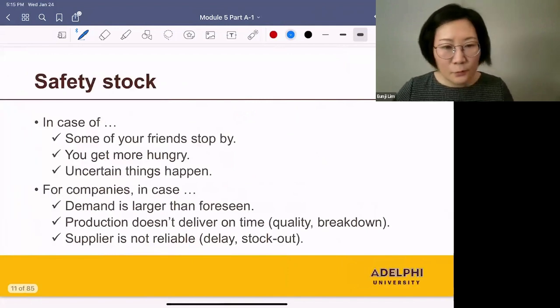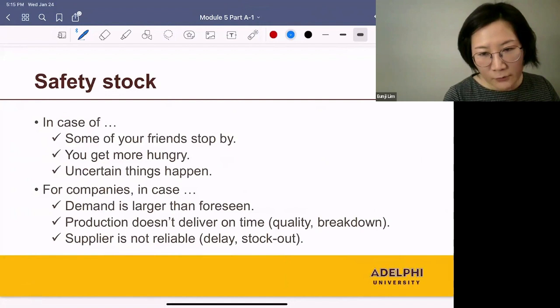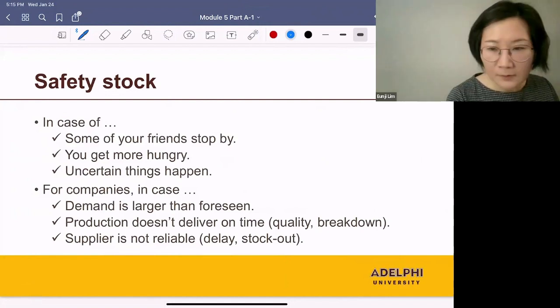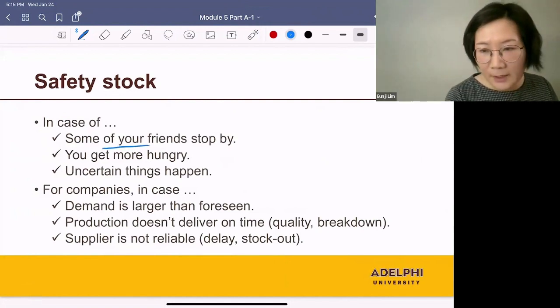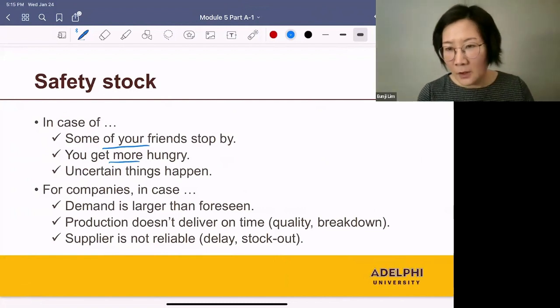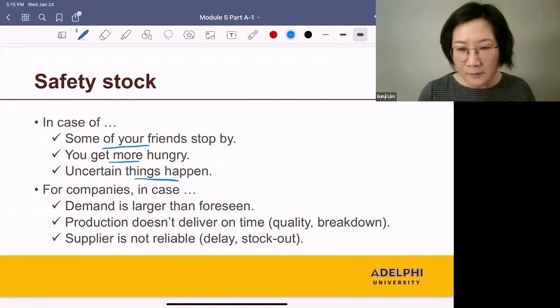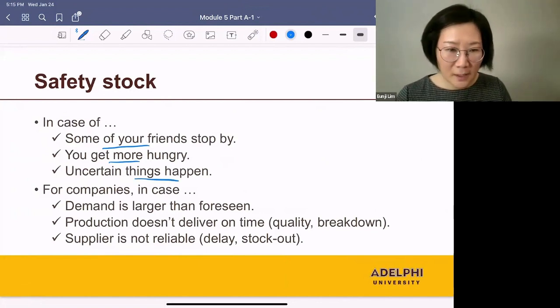The second reason was in case of. You want to keep extra inventory in case something happens. Some of your friends can stop by, or you can get more hungry, or any other things can happen unexpectedly. Uncertain things happen. This type of stock is called safety stock.